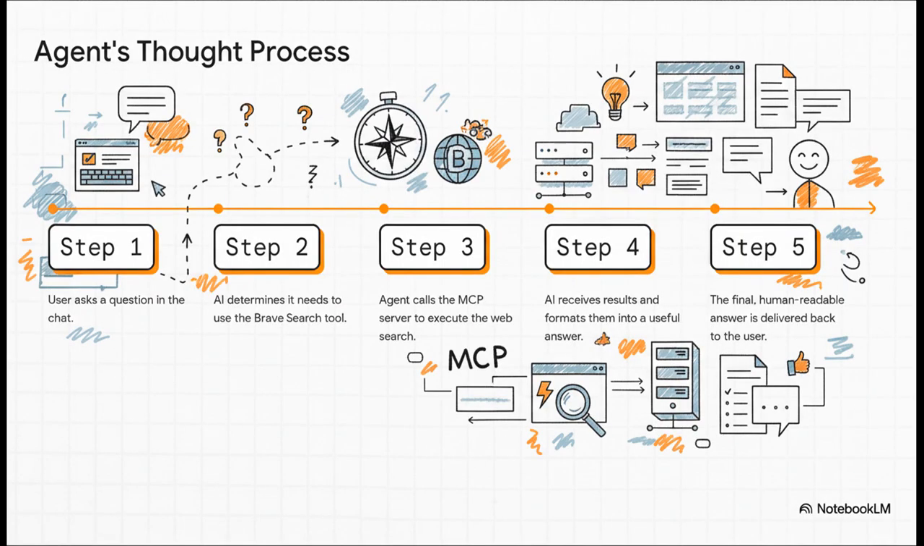So this is what's happening under the hood, the agent's thought process. It all starts with you asking a question. The AI then looks at your question and thinks, to answer this, I need to use the Brave Search tool. It then uses MCP to call that tool and do the search. Once it gets all the raw search results back, it uses its intelligence to sort through the noise and format a perfect, useful answer, which it then delivers right back to you.